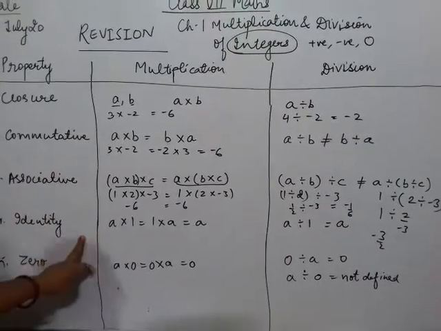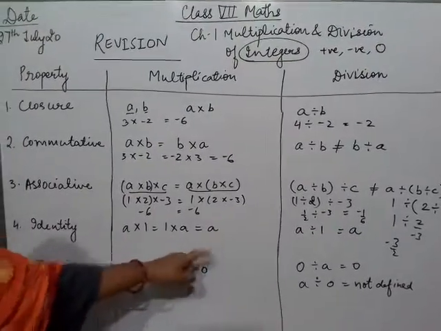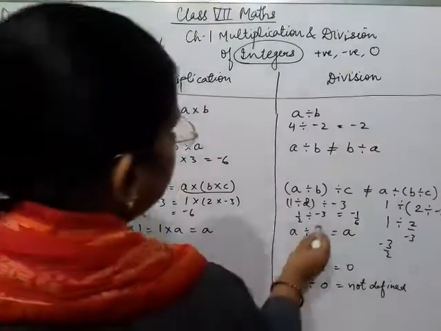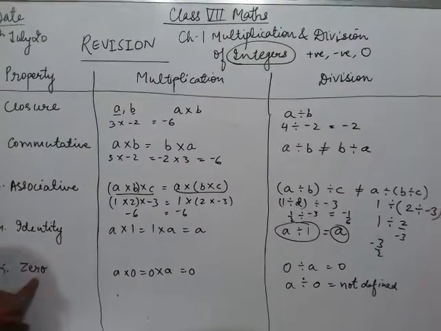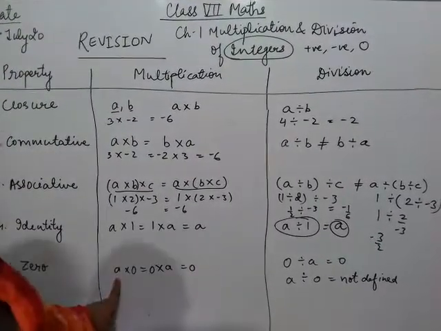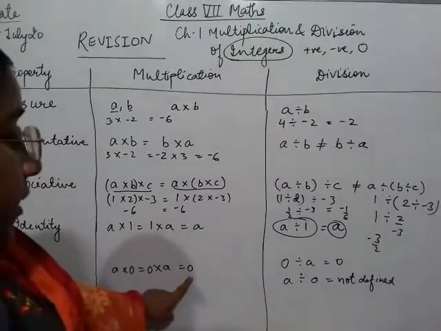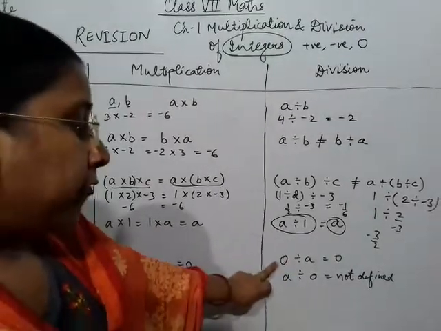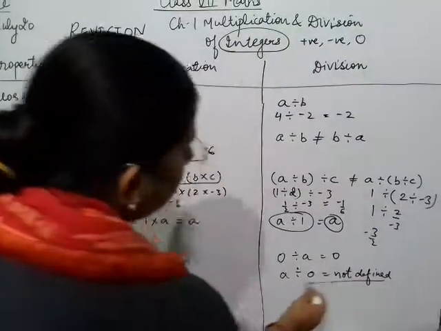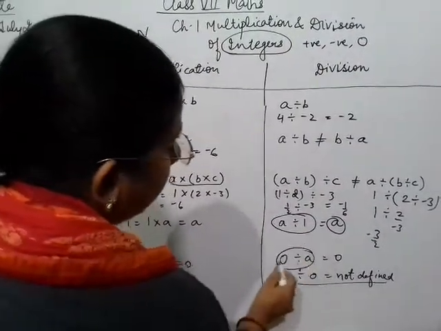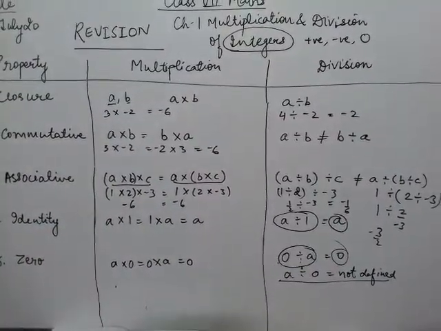Okay. Next we have the identity property, which says that multiplication by 1 gives the same integer. Similarly, if division by 1 is there, we get the same integer. Then the zero property says that if a non-zero integer is multiplied by 0, then we get 0. Similarly, if 0 divides any non-zero integer, then it is 0. But if a number is divided by 0, then it is not defined. Okay. So these are the 5 properties.